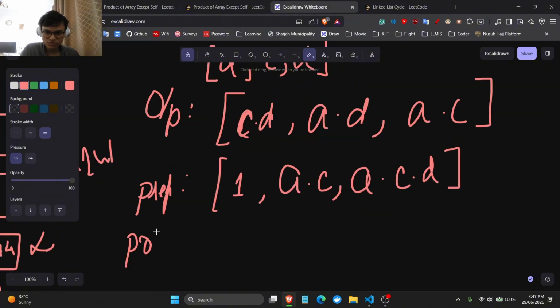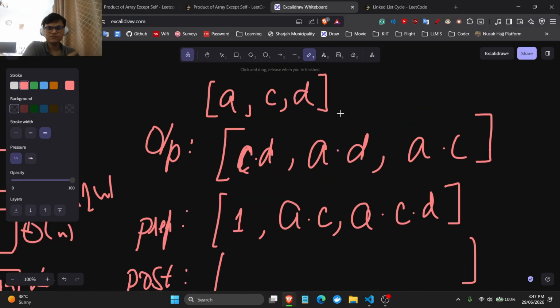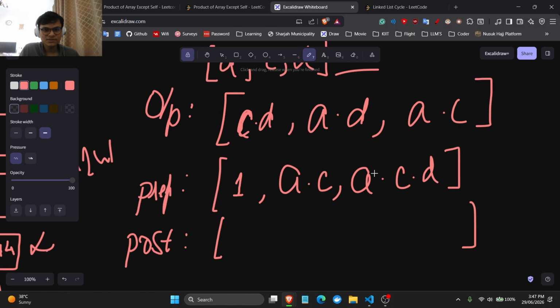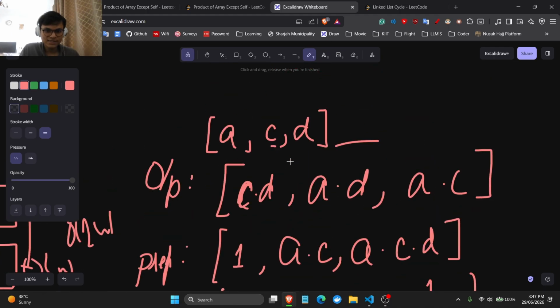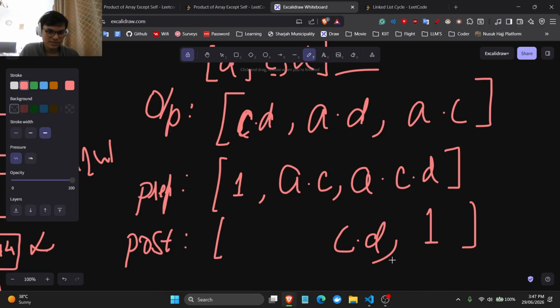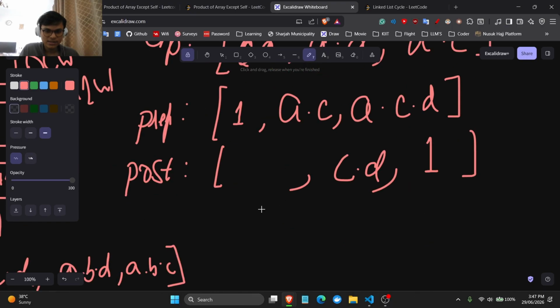Now if I do postfix, I start scanning from there. The postfix of this is nothing, like I will just assume 1. Now what is C's? C comma D. And then what is A's? A comma C comma D.